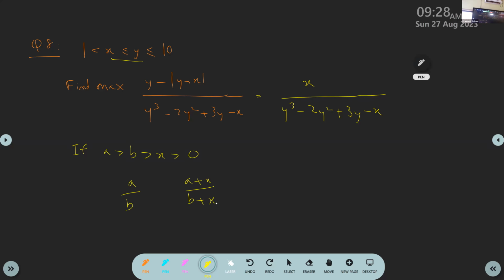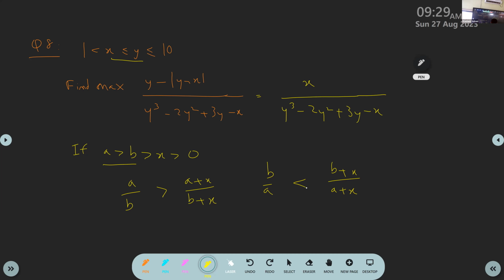a plus x by b plus x is greater than a by b. Okay. Why? Yes, correct. It is correct because if I cross multiply, that is where a is less than b. But if it is the other way, if the numerator is smaller than the denominator, consider now b by a and b plus x upon a plus x. Now what happens? Now if you cross multiply, you'll see that it is the reverse.